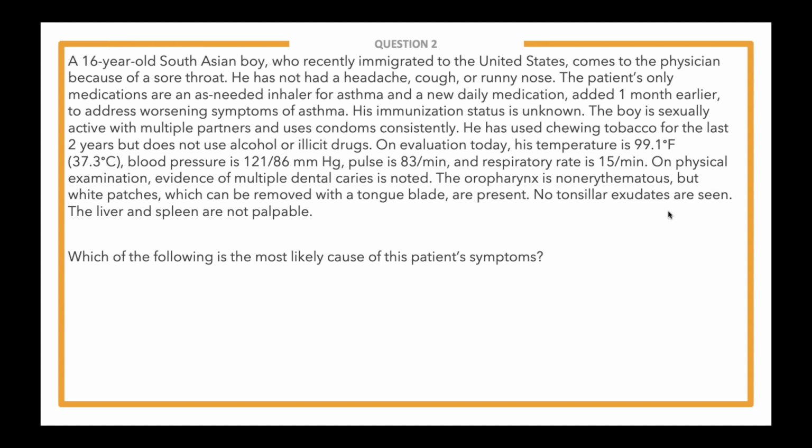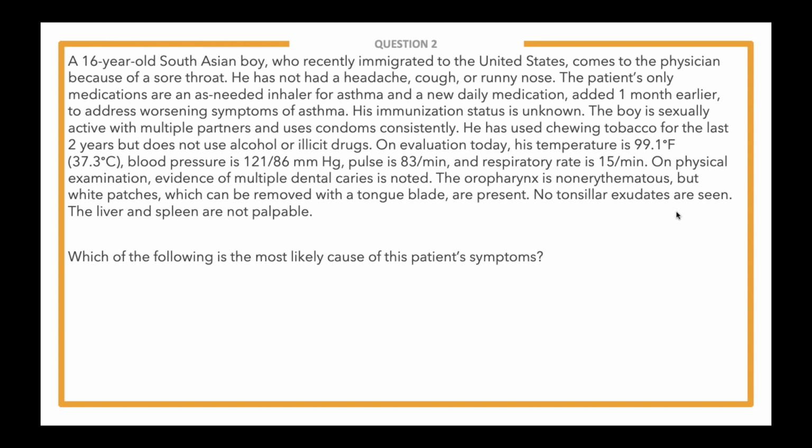A 16-year-old South Asian boy who recently immigrated to the United States comes to the physician because of a sore throat. He has not had a headache, cough, or runny nose. The patient's only medications are an as-needed inhaler for asthma and a new daily medication added 1 month earlier to address worsening symptoms of asthma. His immunization status is unknown. The boy is sexually active with multiple partners and uses condoms consistently. He has used chewing tobacco for the last 2 years, but does not use alcohol or illicit drugs.